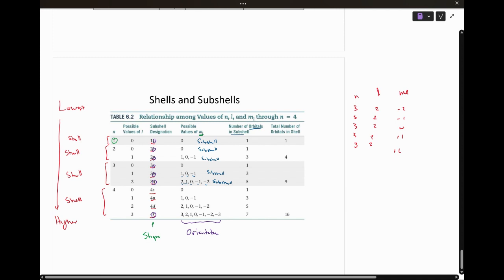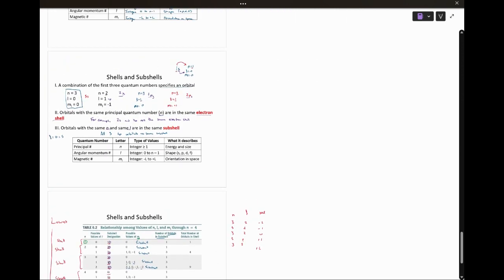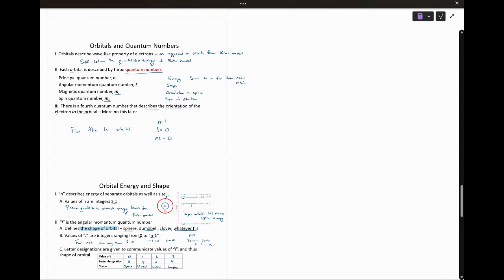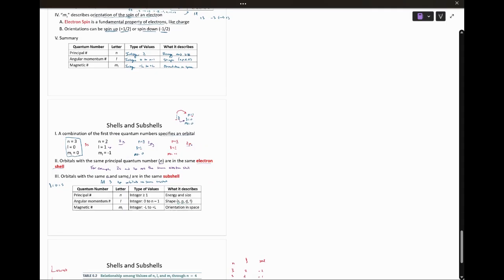Okay. And so what we're going to do in class on Monday is we're going to review these principal quantum numbers, and then we're going to go ahead and talk about how we actually get the shapes that we see for L. We're going to talk about why is s a sphere? Why is p a dumbbell? Why is d a clover? So on and so forth.